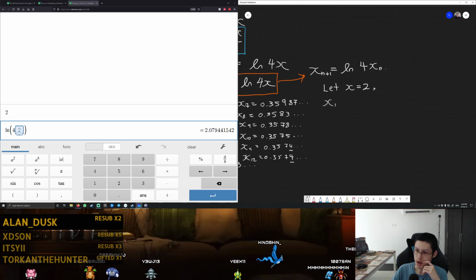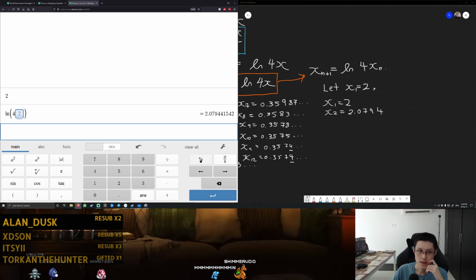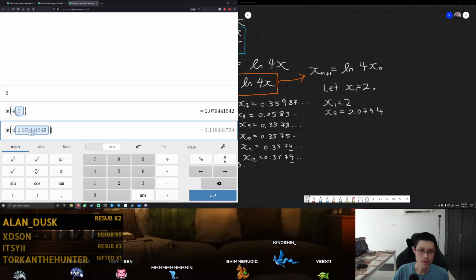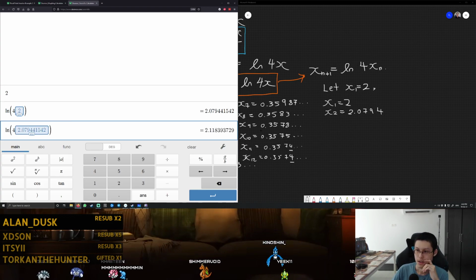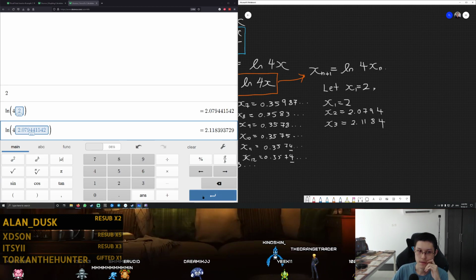So x1 is 2, x2 is 2.079. We're doing 4 decimal places, so put one more, and you press enter. Usually on your calculator, if you press enter, this would stay there. Okay, so you get x3 is equal to 2.1184. And then you press enter again.